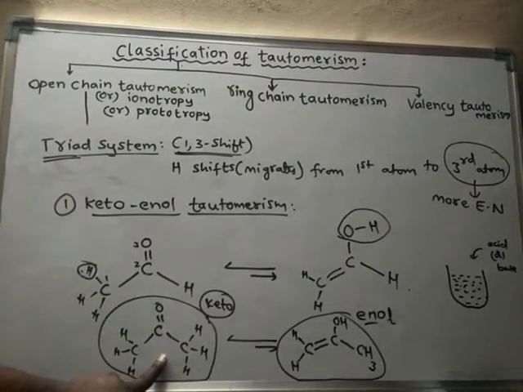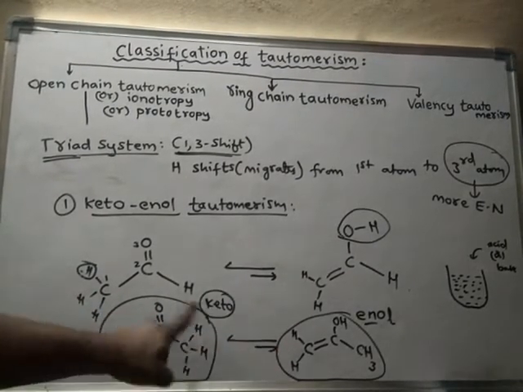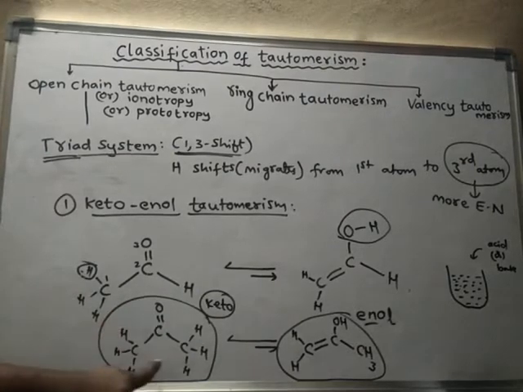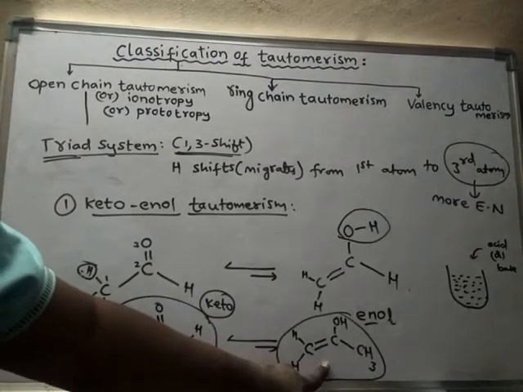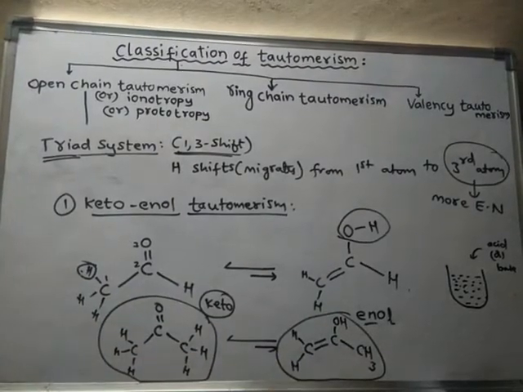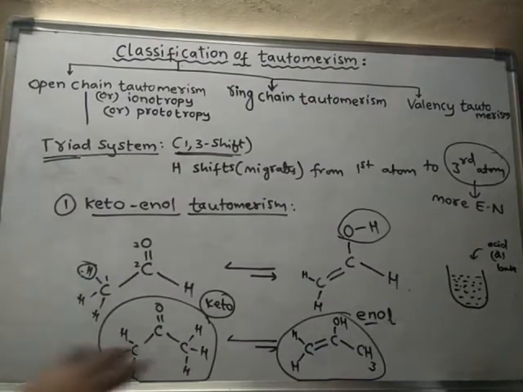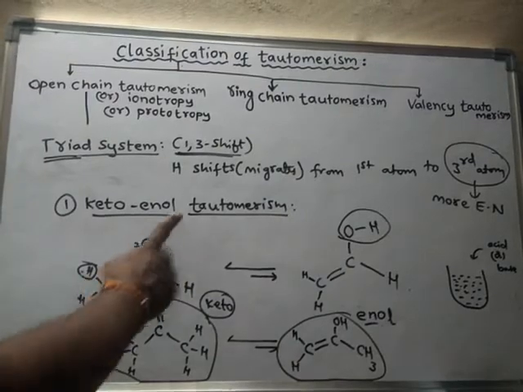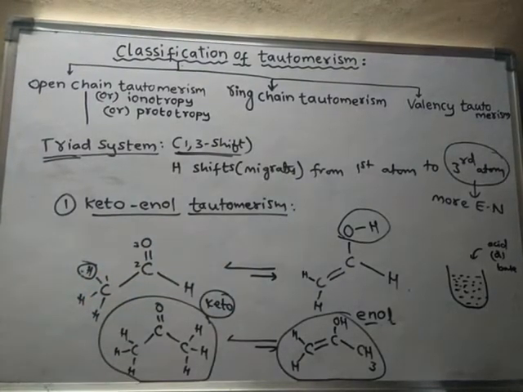As it is the more stable form, what happens? That compound will want to remain in this form only, and this is somewhat less stable. Hence, that compound will exist only in a very small percentage of this form. Such type of isomerism is known as keto-enol tautomerism. We will learn about keto-enol tautomerism in depth.